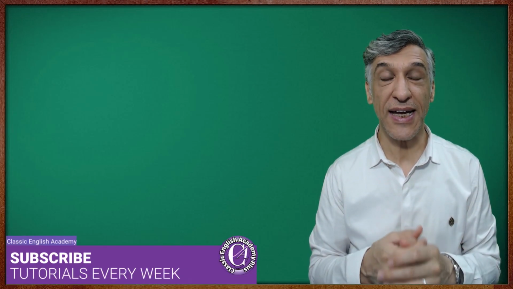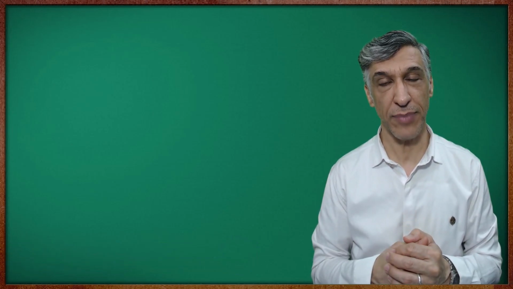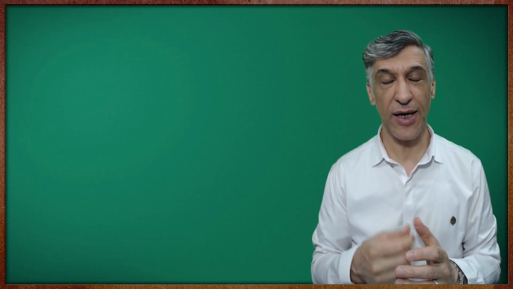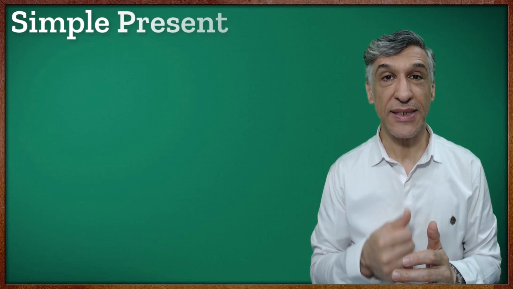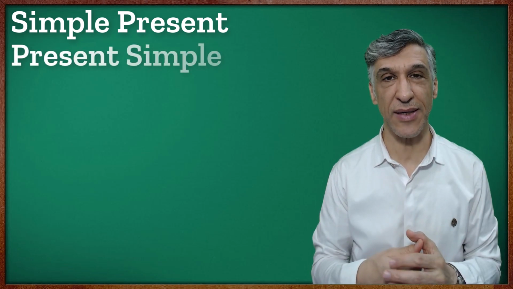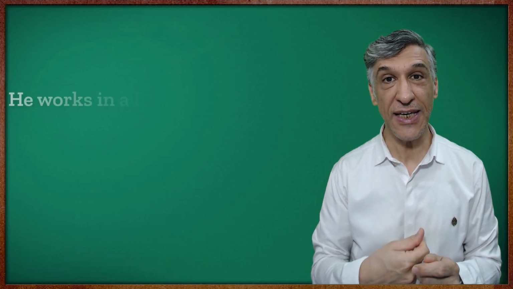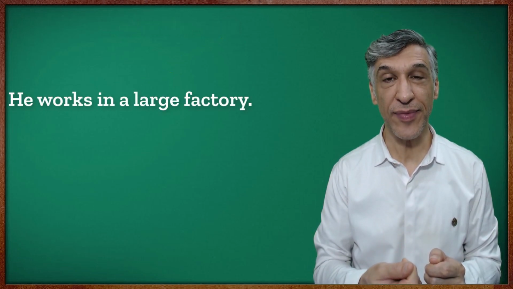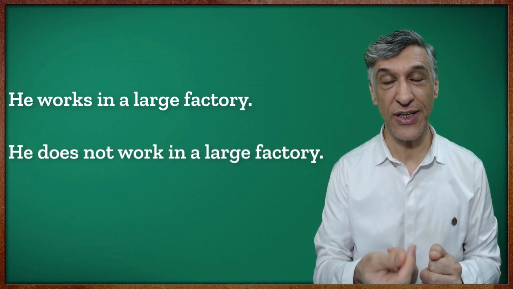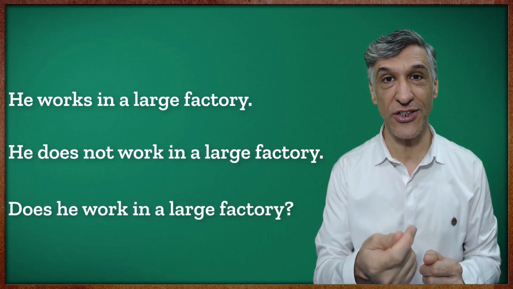Every sentence has a verb, and this verb is, of course, the main verb. But in a sentence, we can have a helping verb too. I am sure that you remember simple present. The simple present or present simple comes with the root of the verb. He works in a large factory. Do you remember? He doesn't work in a large factory. Does he work in a large factory?